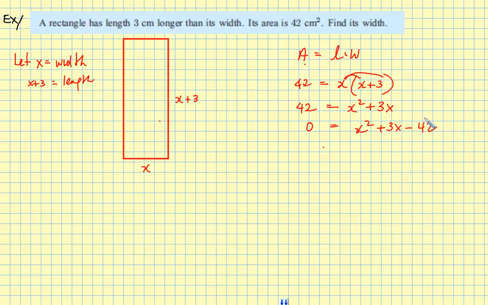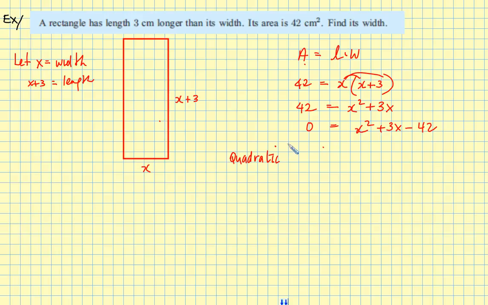All I've done really is I've just brought everything over to one side of the equation, and therefore I have to find two numbers that multiplied together give me negative 42, but the sum of those two numbers has to equal 3. Okay, so I can't really think of any numbers that multiplied give me that product, or summed up give me 3. Therefore, I'm going to go for the quadratic formula here.